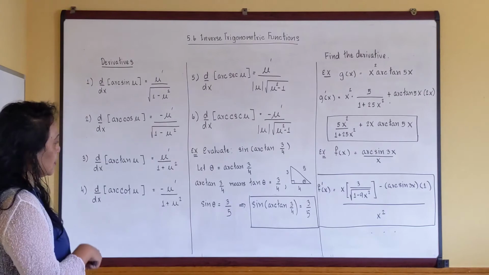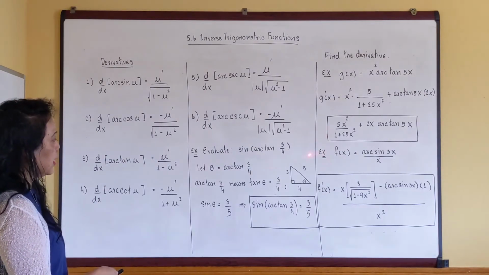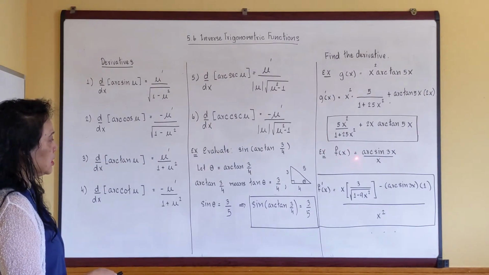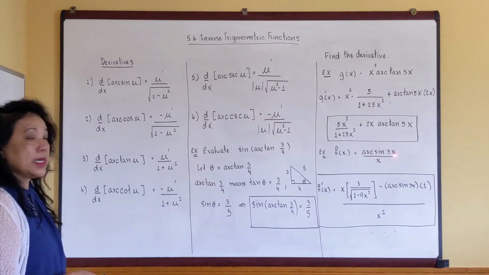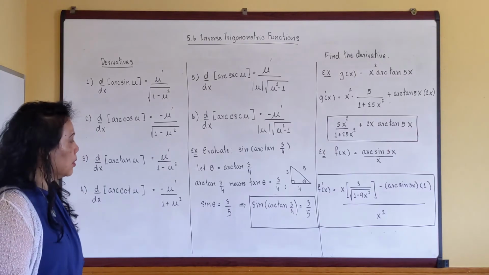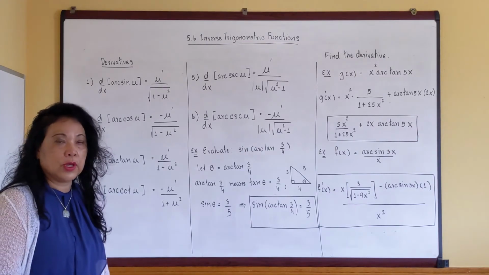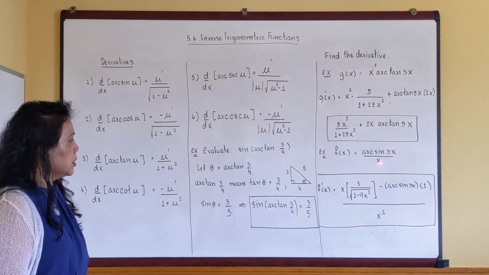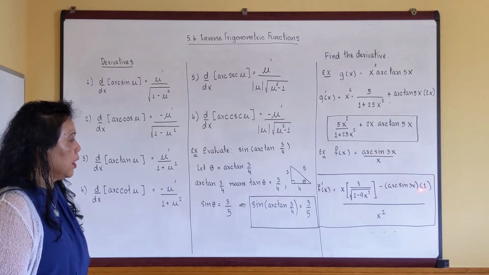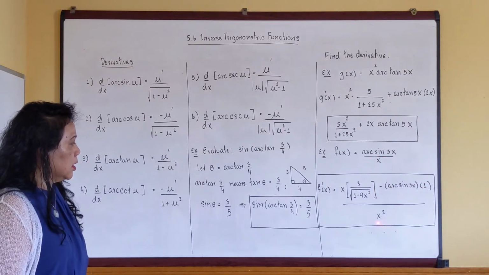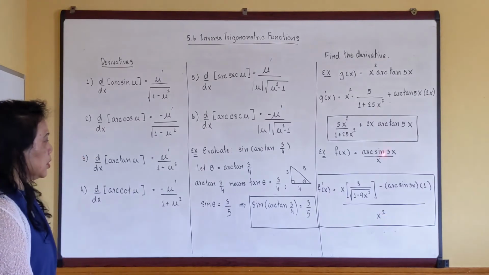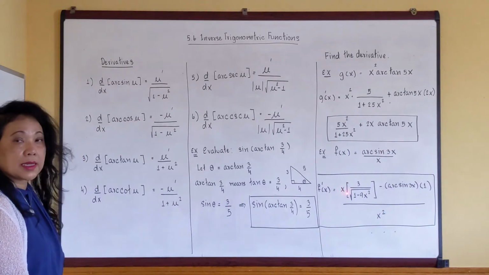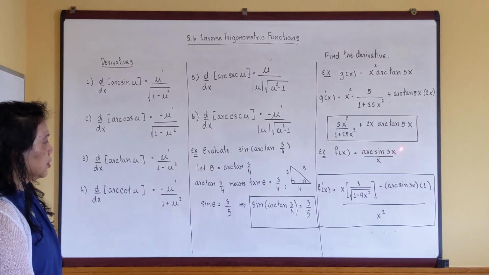Okay, let's look at the last example here. I have f of x equal to arcsine of 3x over x, and I want to find the derivative of this. I'm going to use the quotient rule. Quotient rule says denominator times derivative of numerator minus numerator times derivative of denominator, over denominator squared. So the denominator is just x, times the derivative of the numerator.